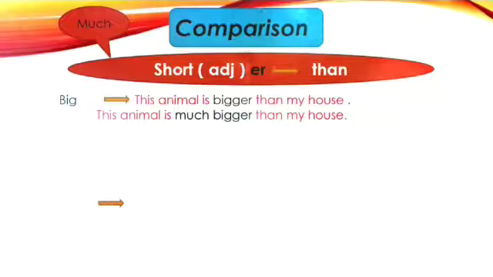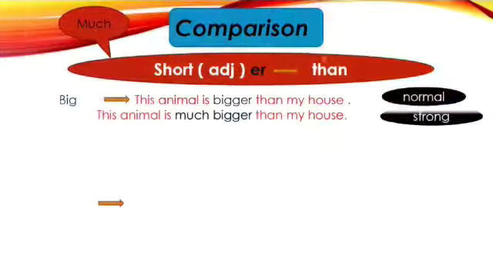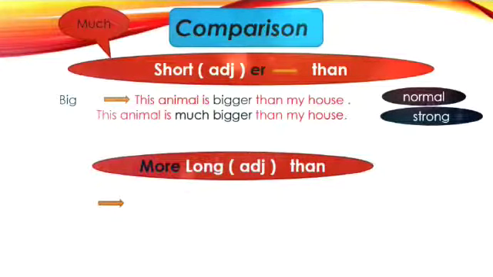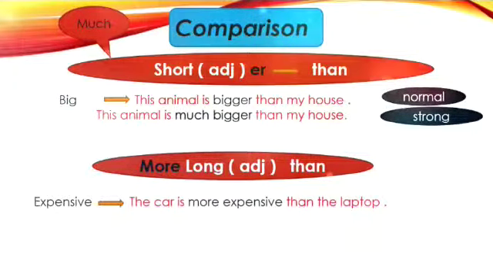So what is the difference between the first and the second example? The first one is a normal comparison, but the second one is a stronger one. Going to using long adjectives to compare between two persons or two things, we're going to use the prefix more. And this is the example using the adjective expensive. We're going to say the car is more expensive than the laptop.